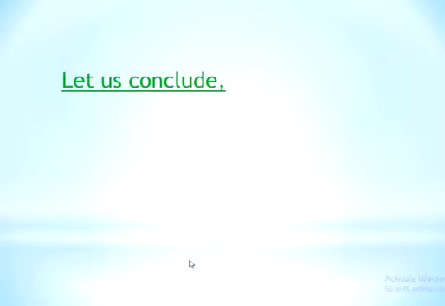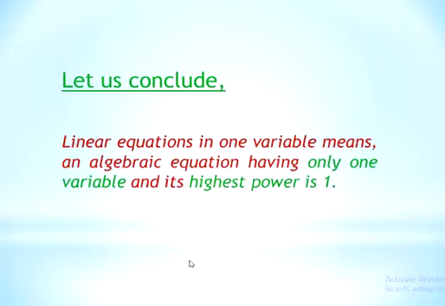So let us conclude the concept. A linear equation in one variable means an algebraic equation having only one variable and its highest power is 1. Once again I repeat, a linear equation in one variable means an algebraic equation having only one variable and its highest power is 1. The quadratic equation and linear equation in two variables will be studied in next year's class. So thank you. I hope that you understand the concept. Thank you for watching.